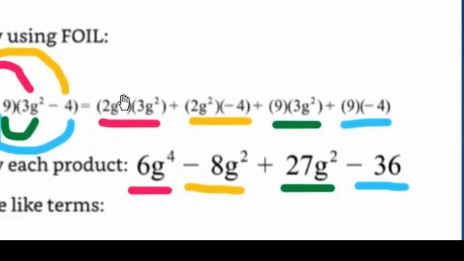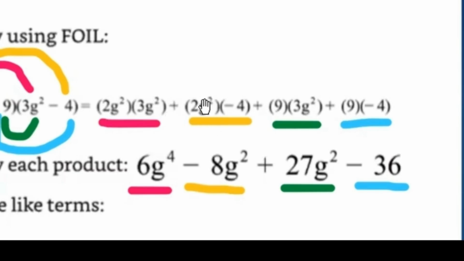So 2g squared times 3g squared is going to give us 6g raised to the power 4. Why? Because 2 times 3 is 6, and g squared times g squared is essentially us adding the powers. 2 plus 2 is 4. So we know that 2g squared times 3g squared is 6g raised to the power of 4. Plus 2g squared times negative 4. Well, we know that 2 times negative 4 is negative 8. So we drop our positive sign and we just write down minus 8g squared.